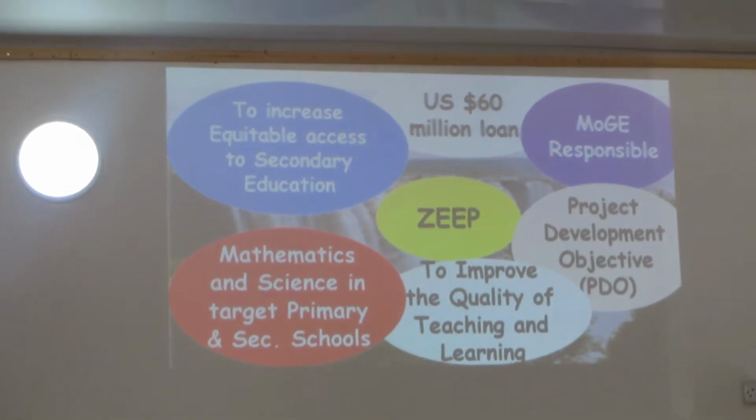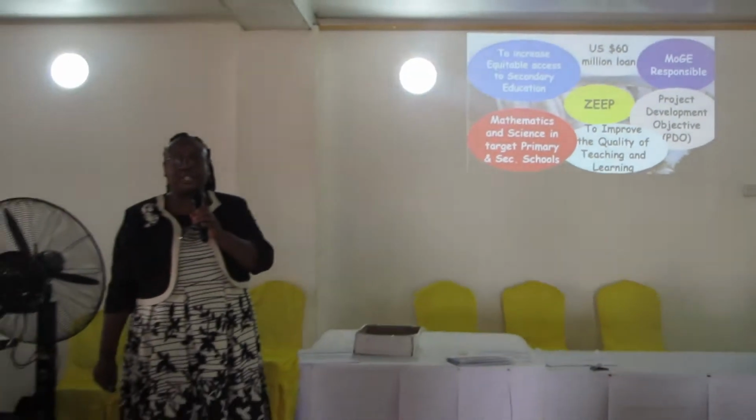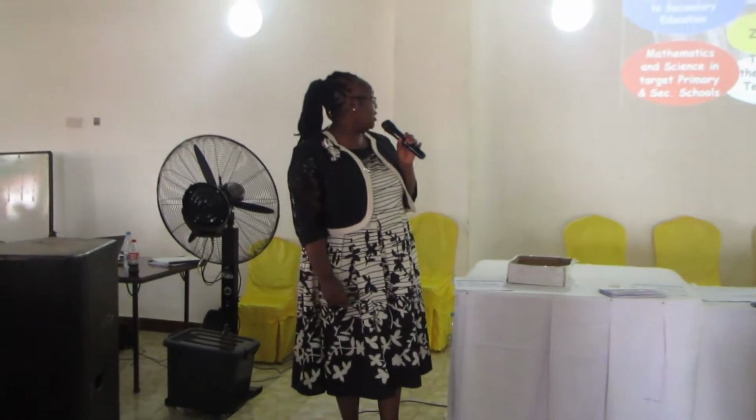And we are aware that we've come in those two categories. You're either a maths teacher or a science teacher. Besides that, we also would like to increase access to secondary education. Some of you are coming from schools we are calling expansion schools. Those are the schools that are being built by the World Bank. They are commonly known as ZEEP schools.